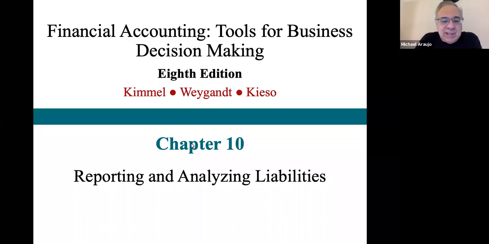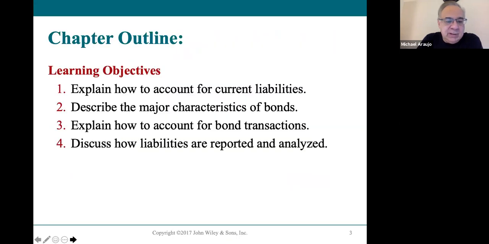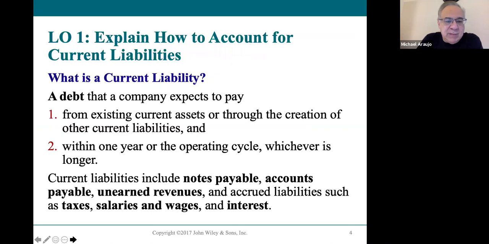All right, so chapter 10 really focuses on liabilities, how they're reported and how they're analyzed. We're going to do two pieces of financial analysis that I'm going to introduce you to, things you might have seen before. All right, so learning objective 1 talks about all the current liabilities, and you've known and seen many current liability accounts over the course of this class.